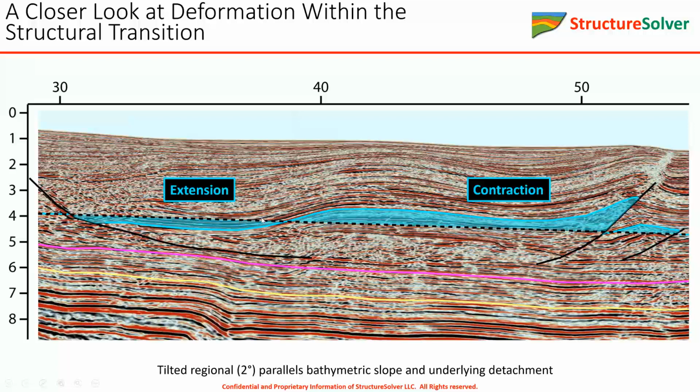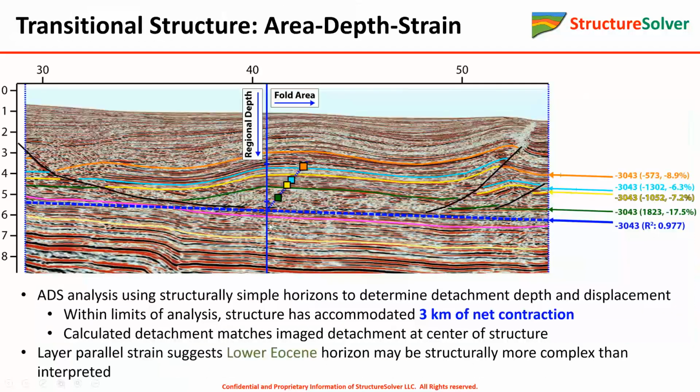But if we draw a tilted regional parallel to that underlying detachment, we see that some of that fold is below regional, which is consistent with extension. But some of that fold is also above regional, which is consistent with contraction. And so that's a mixed kinematic system that kinematic forward models aren't really going to deal with very well.